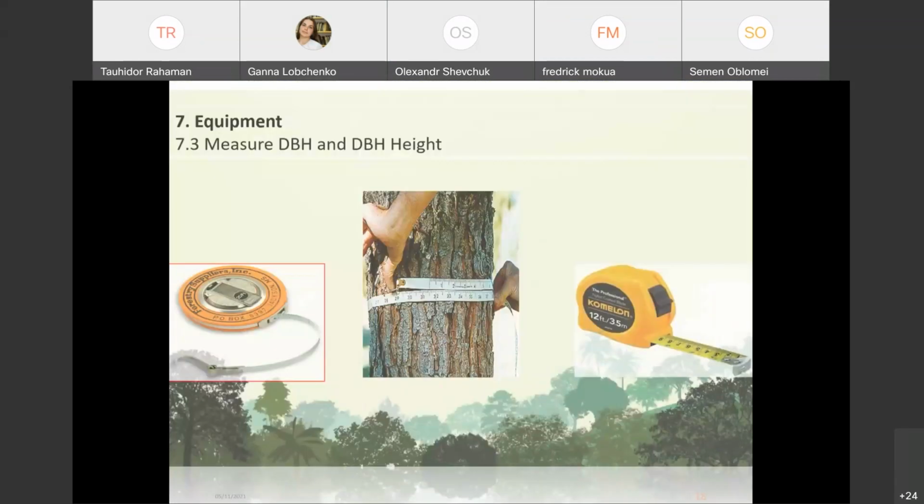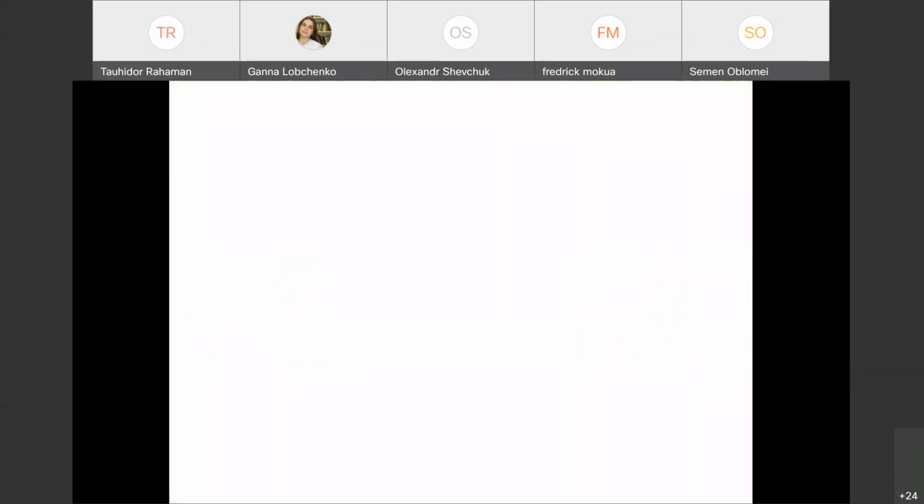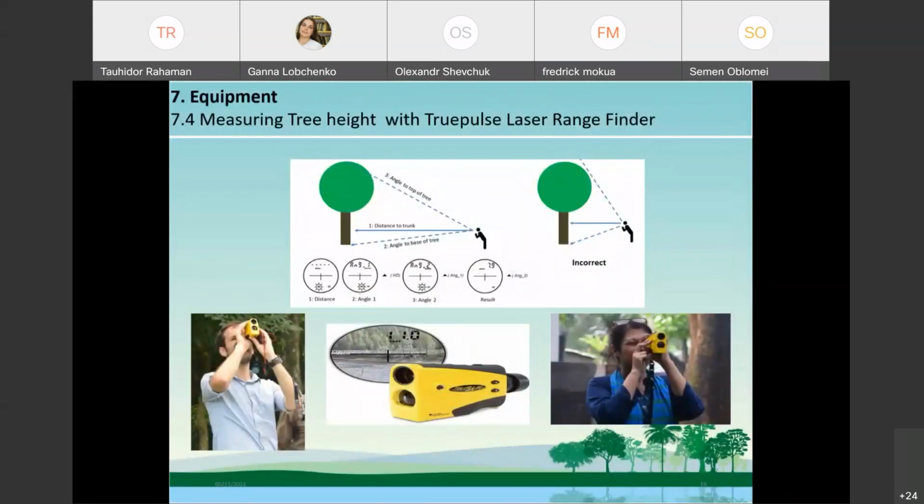So we took DBH and DBH height. We all know it's 1.37 meters. And we used the TruPulse laser range finder to measure the height. So if we see the left figure, there are 3 steps. One is distance to trunk, two is angle to base of the tree, and three is angle to top of the tree. And it will automatically give the total height of the tree.